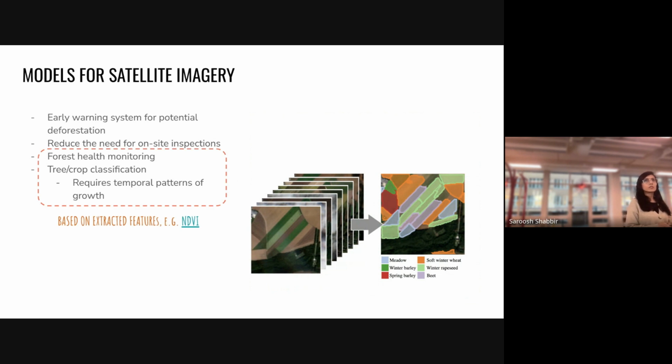So before transformers, what has been happening is that these are based on extracted features from, for example, what's known as the normalized difference vegetation index, which is basically aggregate of infrared and near infrared bands. So this is able to give you a measure of how healthy the vegetation is. But again, this is based on extracted features, which you have to do before passing the data to your neural network.